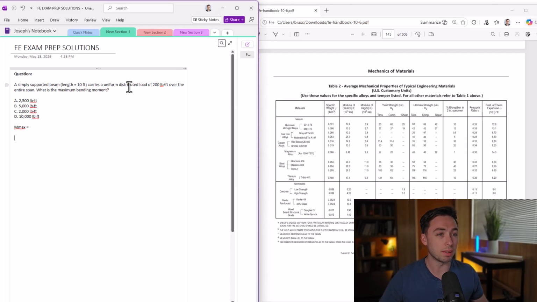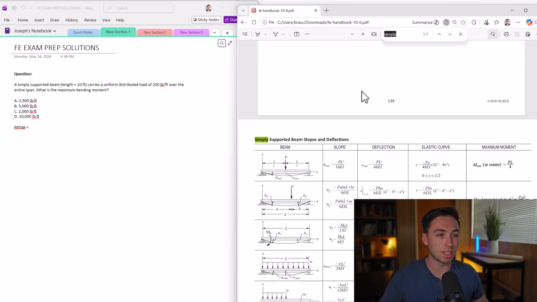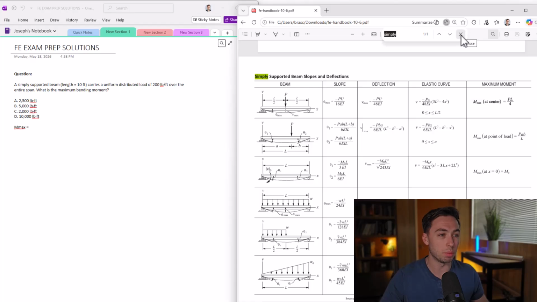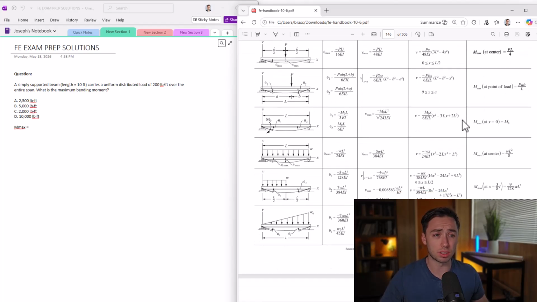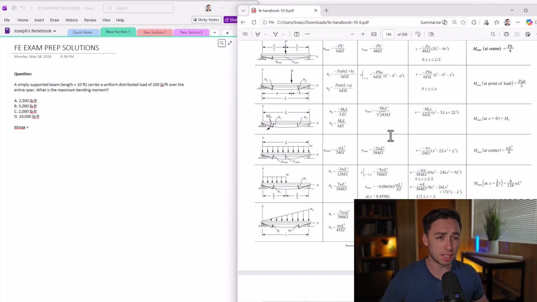So I've got the FE reference manual on the side here. Now, you could search for maximum bending moment. That's going to give you generic equations, and I don't think is the best way to search for what we're trying to find. What I want to search for is simply supported beams, because when you search for simply supported beams, it brings up all these tables here: beam, slope, deflection, elastic curve, and maximum moment. This is super crucial on the FE exam for very quick reference. So note, when they ask you a question like this, they want you to search for it on the tables.